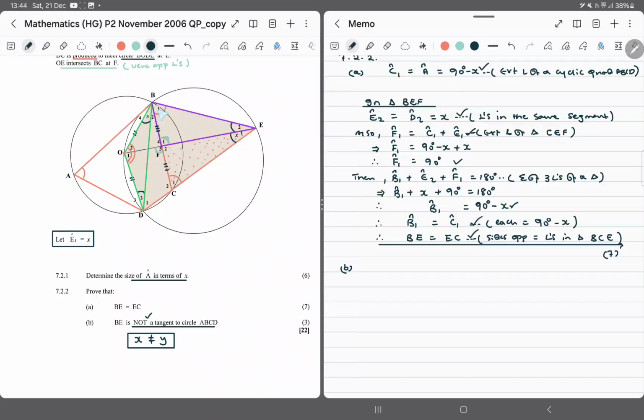So can you see, we know B1 is 90 degrees minus X, right? We already know that. But can you see this is the angle between what would be the presumed tangent and this chord, but this chord itself subtends this angle D1. Then it means we can prove that D1 is not equal to B1. But now looking at this structure right here, it doesn't look so easy to say we can find the size of, say, D1. It's not going to work.